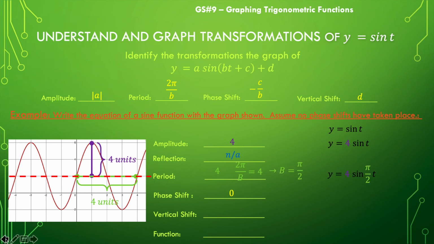While this function does not have a phase shift, it does indeed have a vertical shift. The midline has been shifted up 2 units, and so that means our vertical shift is up 2. And we can add that on to our function. So our completed function will be y is equal to 4 times the sine of pi over 2 t, plus 2. All right, that takes care of this one.